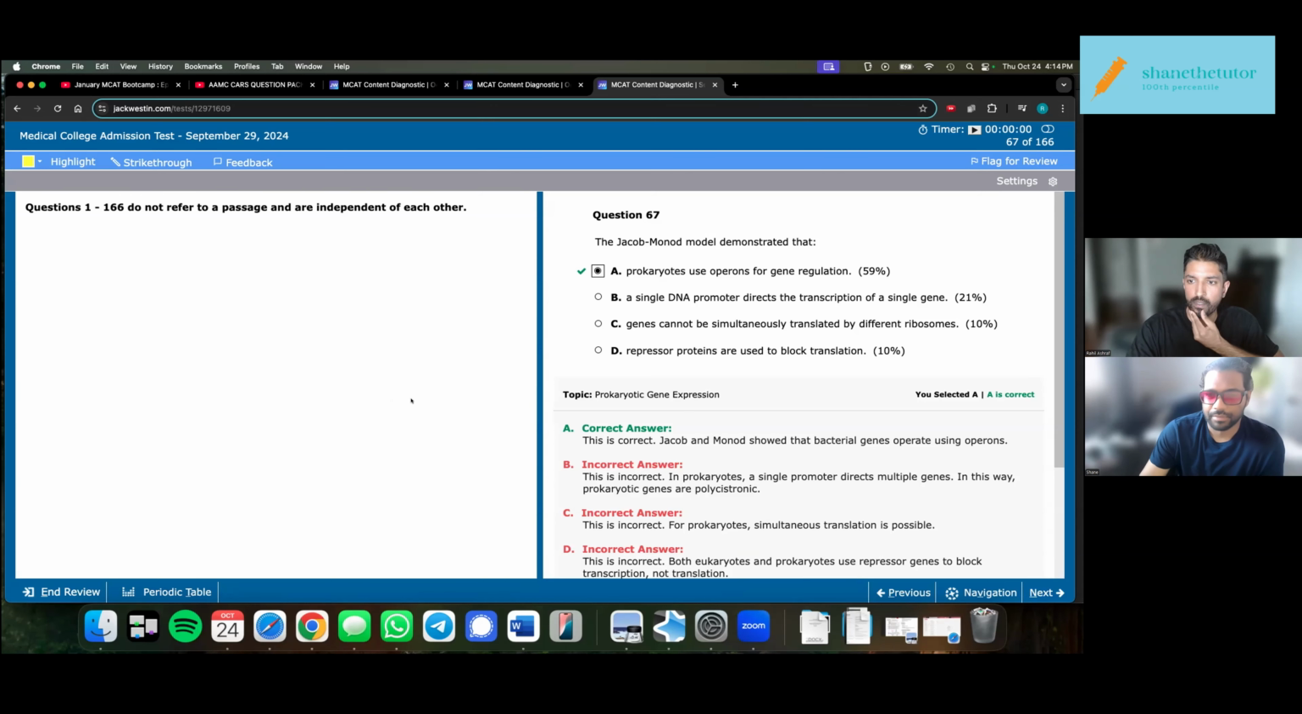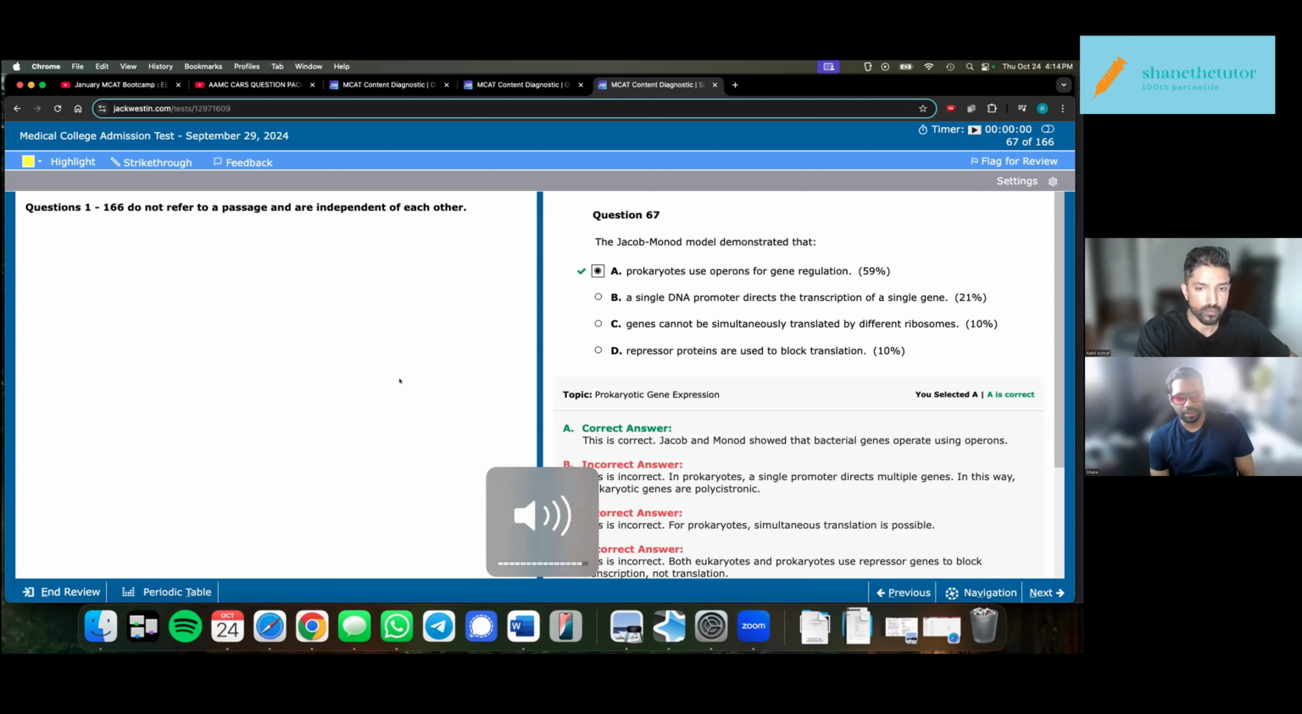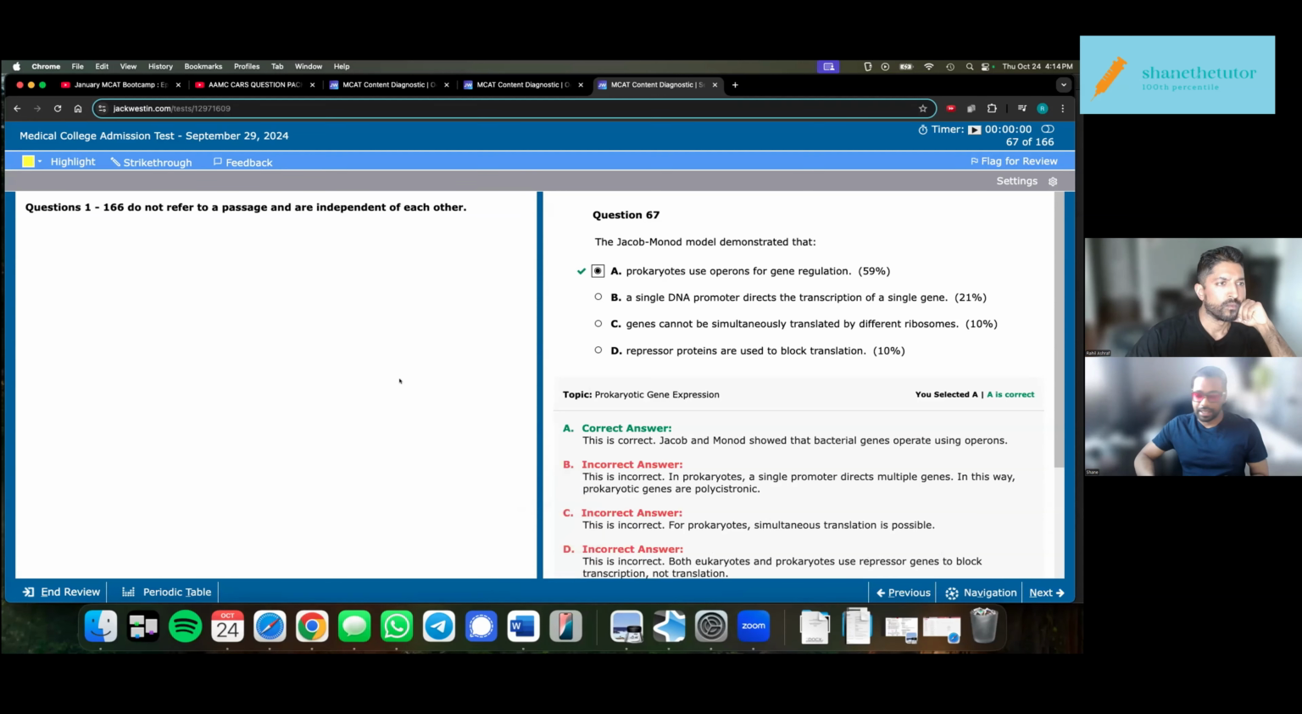Okay. Got it. Because if you do the section bank without knowing the content, then it's almost like wasting it. If you don't know certain things, I don't want you to get things wrong because you didn't know it. If anything you get wrong, it should be because of strategy or critical thinking or something like that. Got it.